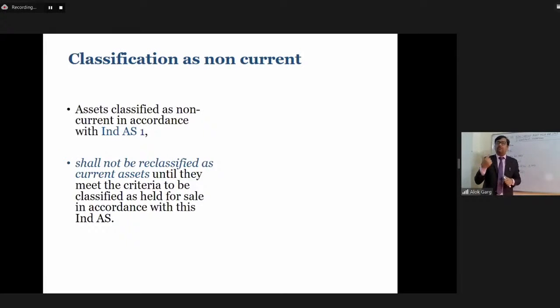Who will tell you what is non-current and what is current in the balance sheet? Ambika, who will tell you what is current and what is non-current in the balance sheet? Chavi, Bemya, which standard will tell you what is current and what is non-current?